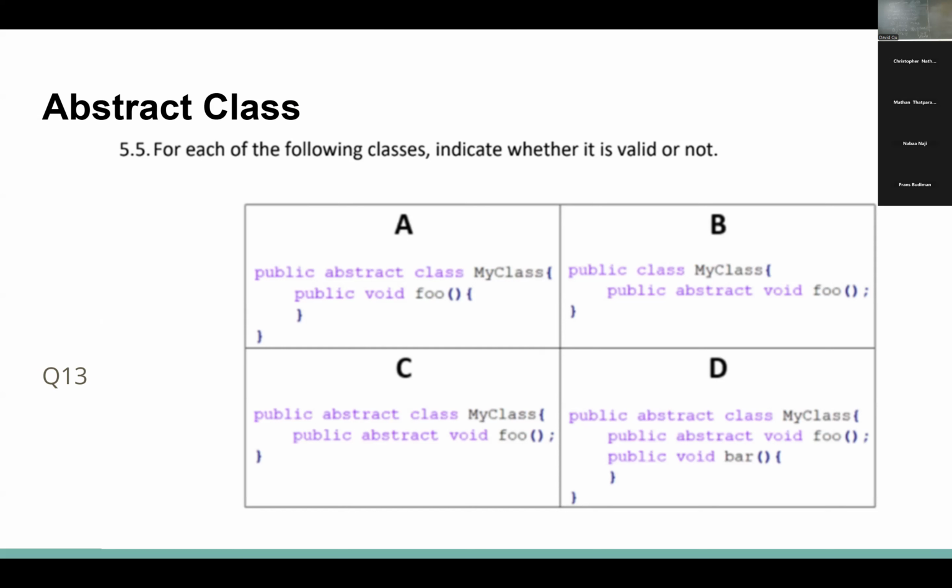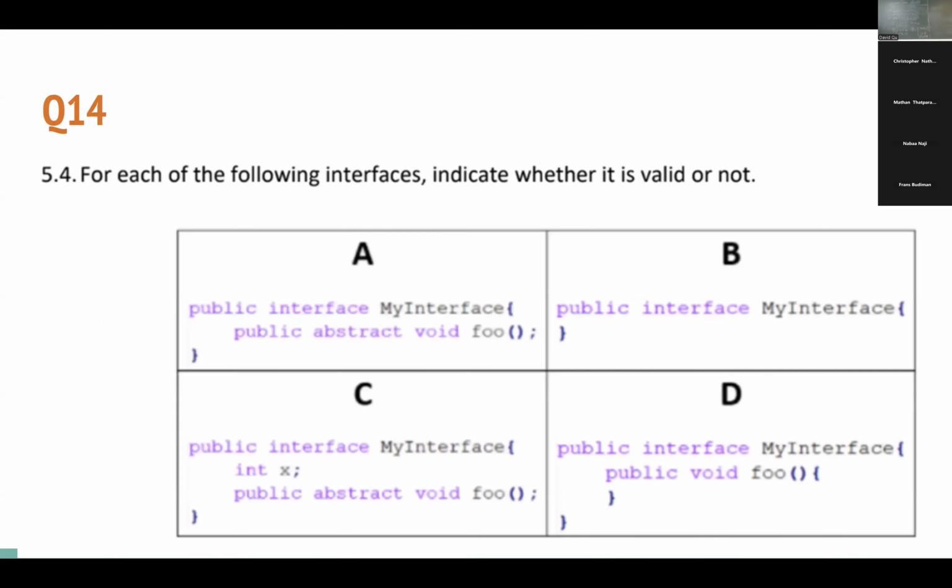And C, is C correct or wrong? It's correct. Nothing wrong with it. You have an abstract class and then you have an abstract method. How about D? D is also correct, right? You have an abstract class, you have an abstract method, and you have a concrete method. That is allowed. You can have a concrete method in your abstract class.